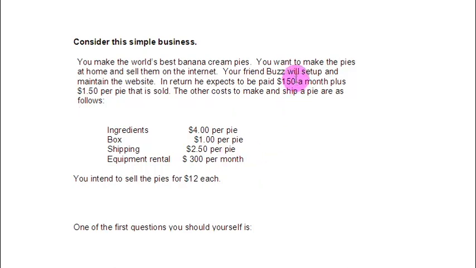There was one other cost up here, the internet services from your friend Buzz. Your internet services are going to cost you $150 per month plus $1.50 per pie. Well, that's a classic example of a mixed cost. Here, we don't have to do any disaggregation to split up the mixed cost. The relative portions of fixed and variable costs are stated contractually in this case. But the website costs are a mixed cost. We have $150 of fixed costs and a $1.50 per pie additional variable cost.